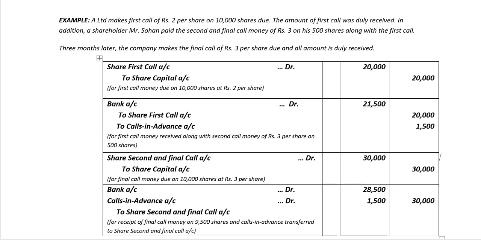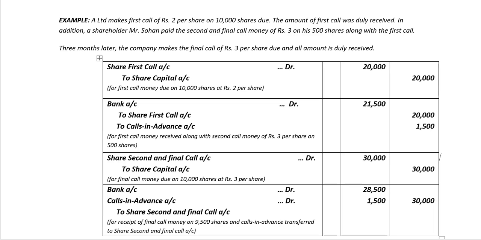Now the next entry 3 months later would be to make the second and final call money due. The journal entry: share second and final call account debit to share capital account. The amount due is on 10,000 shares at rupees 3 per share, rupees 30,000.